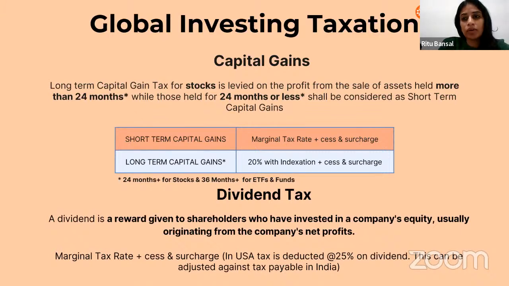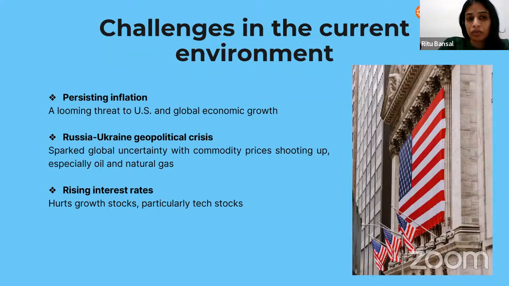So now let's look at the macro environment in the US economy. We all are aware that we are talking about a recession peaking in the US, and we have seen the Russia-Ukraine crisis happening, the European crisis, which has heavily impacted global markets. And we are in a rising interest rate kind of environment, not just in the US but also in the Indian markets. So these have definitely played a big role in the way markets have moved this year.